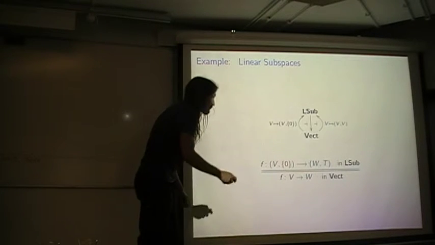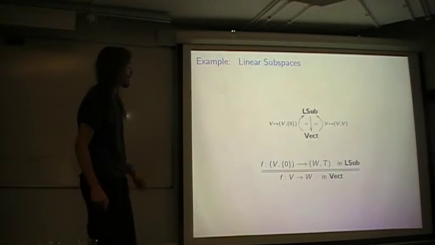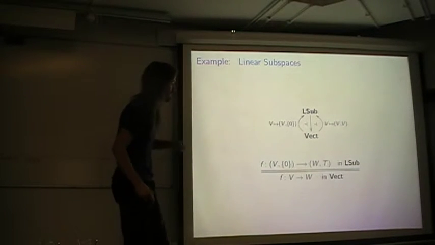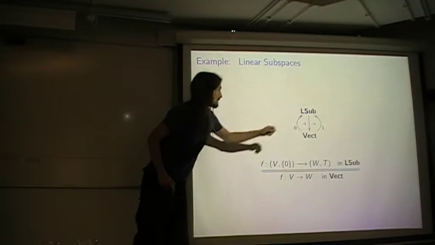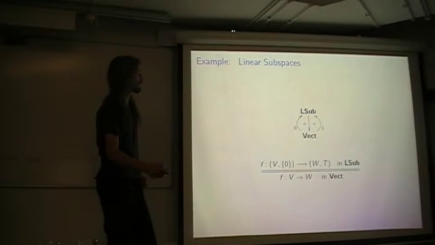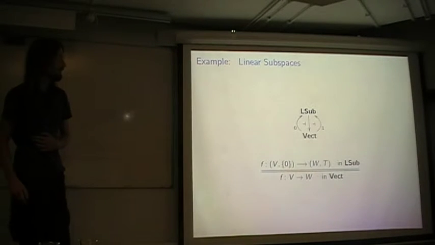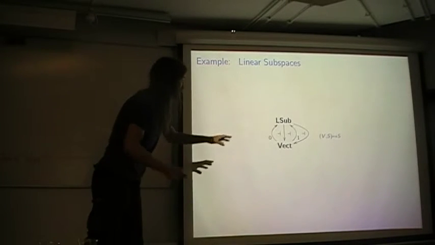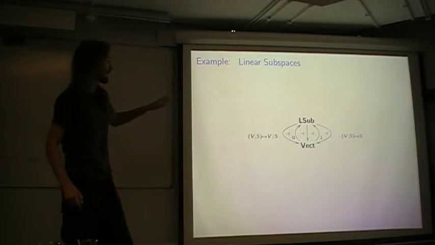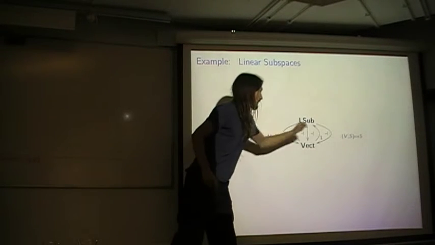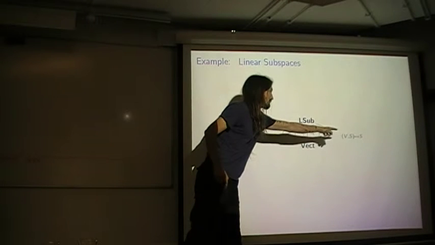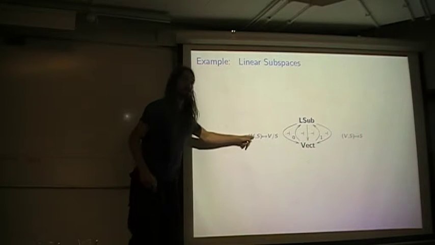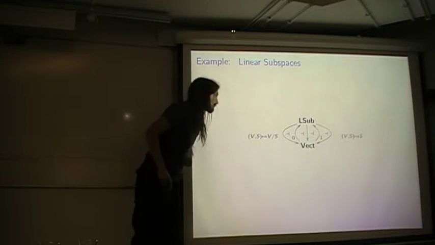Similarly, you can do this and you get a left adjoint. So you see that the forgetful functor from LSub to Vect has a left and right adjoint, and I will call this one 0 and this one 1, just an abbreviation. And now the interesting thing is that there's also a right adjoint to 1 and a left adjoint to 0. The right adjoint to 1 takes a linear subspace to itself as vector space, and the left adjoint to 0 takes a linear subspace to the vector space modulo this subspace.